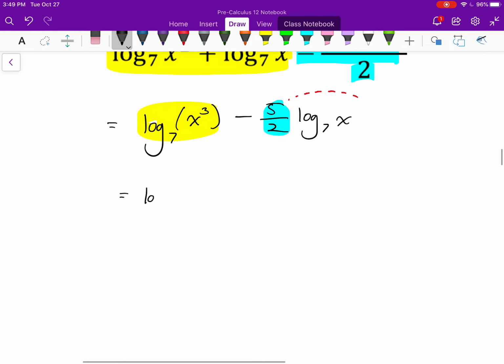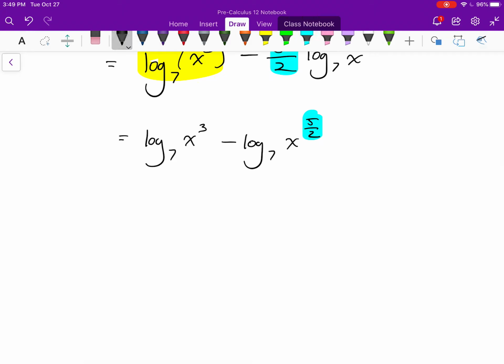And so I have log base 7 of x cubed minus log base 7 of x to the power of 5/2. And now I'm subtracting 2 logarithms with the same base. I can put this together into a single logarithm where my input will be x cubed divided by x to the 5/2. This is using that quotient law, the second logarithm law I mentioned.